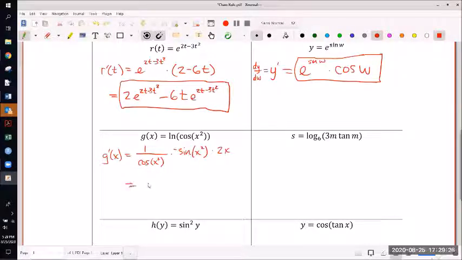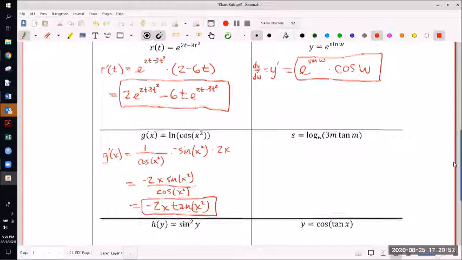So I can put that all together. That would be a negative 2x sine of x squared over cosine of x squared, which, if you remember, would be negative 2x times the tangent of x squared. And that's the derivative.